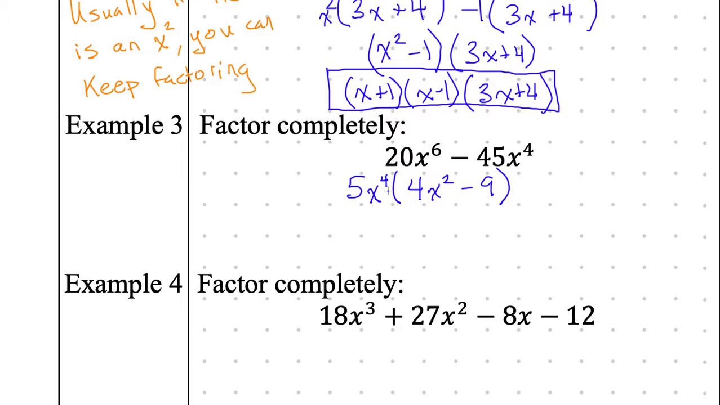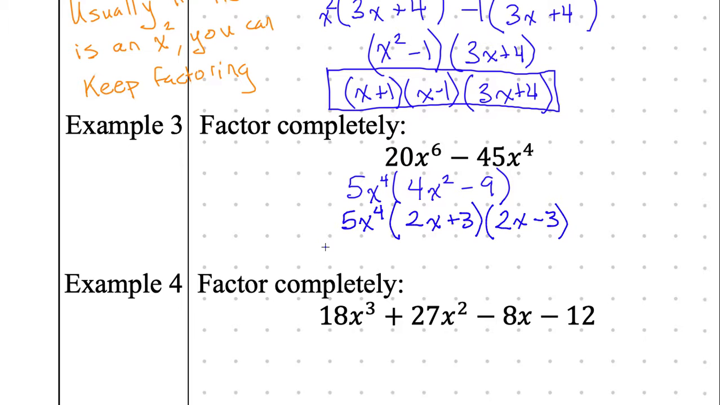Next step. Next quiet raised hand. What do I do from here? India. Difference of squares. So it's going to be 5x to the 4th, parenthesis, 2x plus 3, parenthesis, 2x minus 3, parenthesis. There it is.